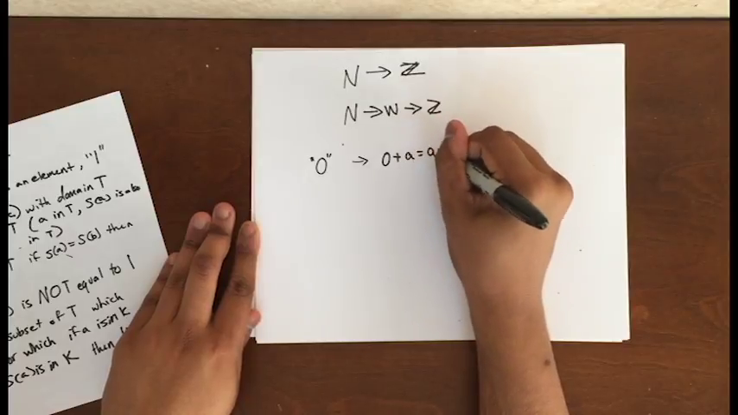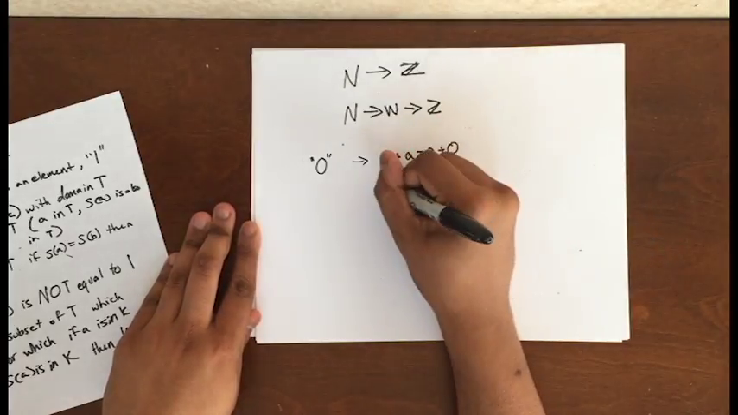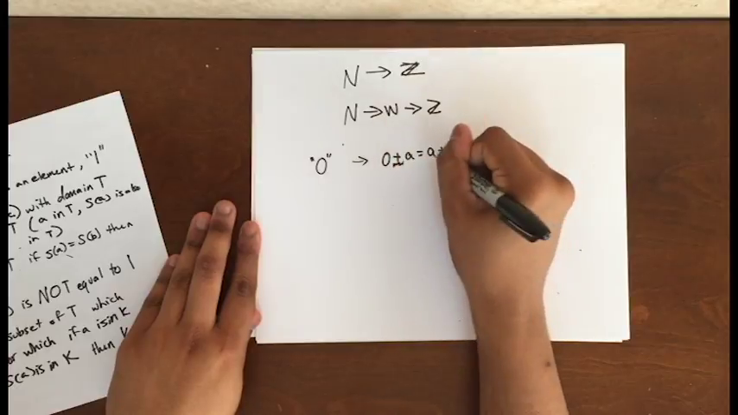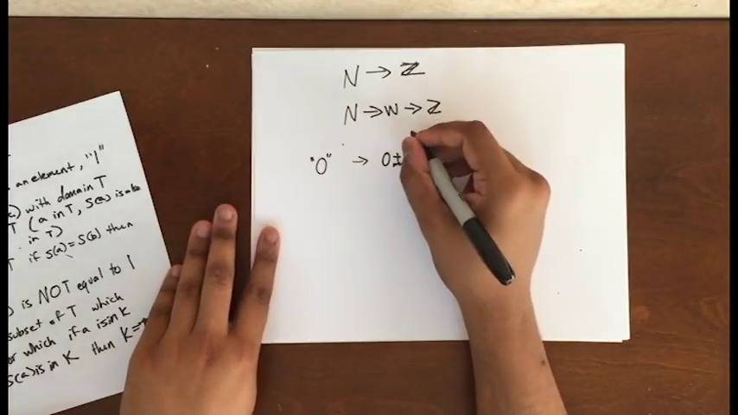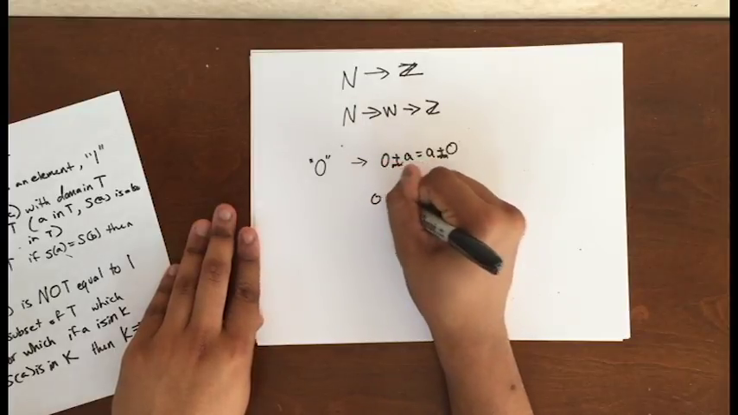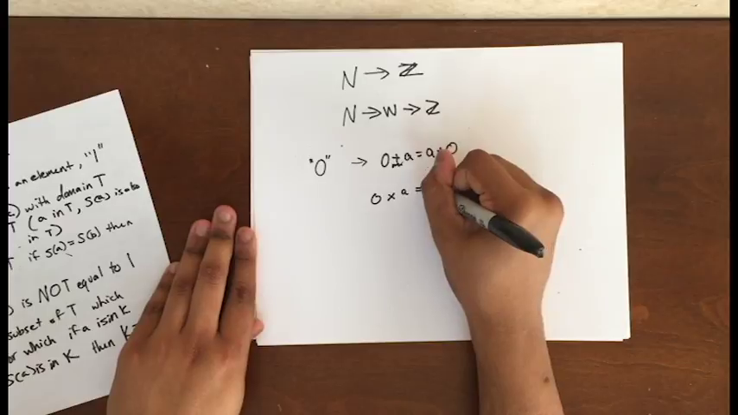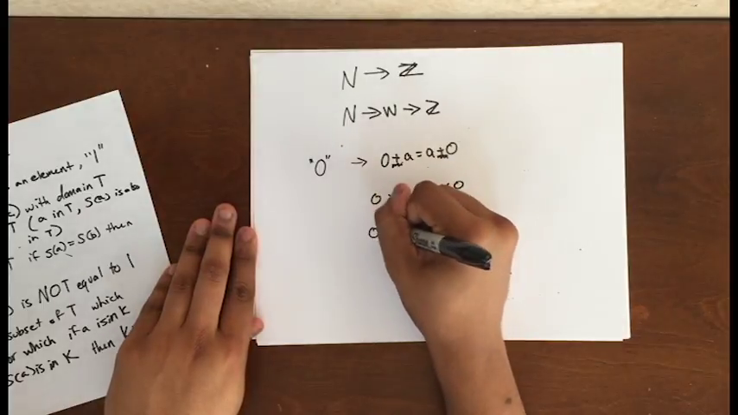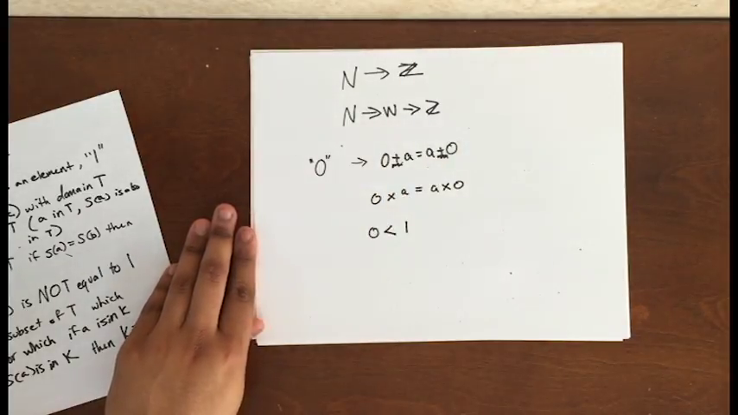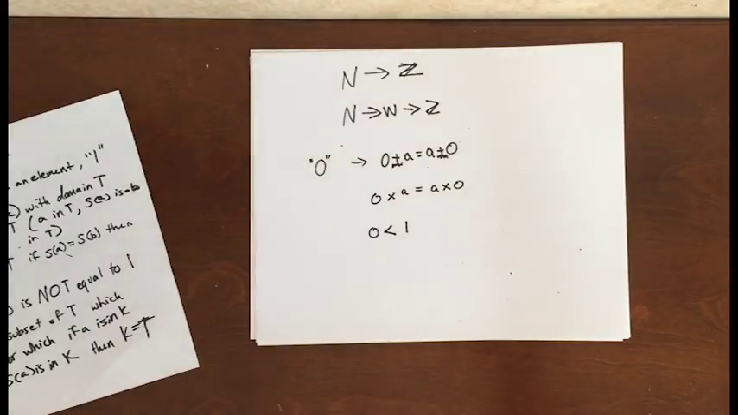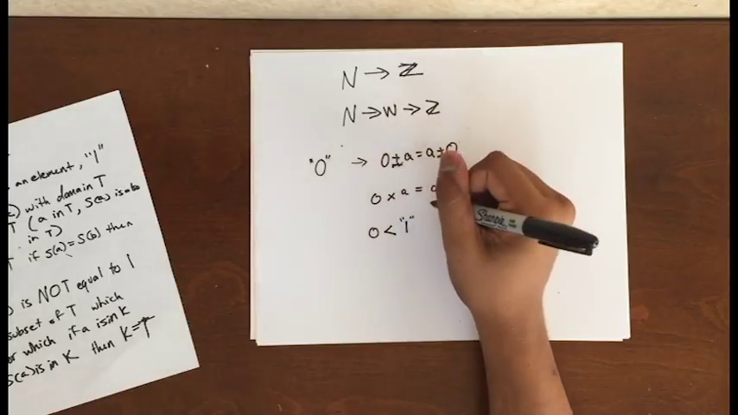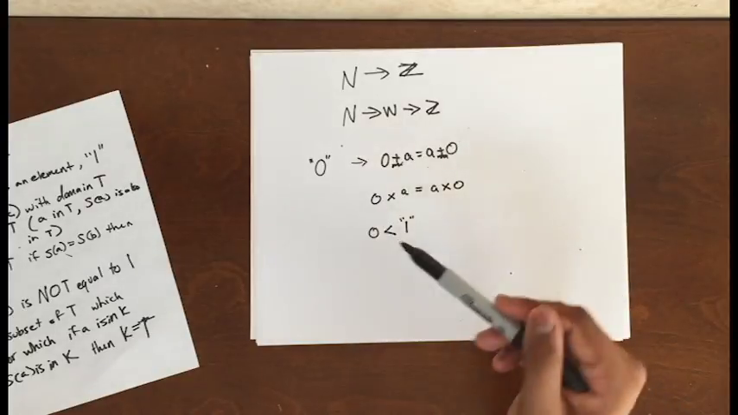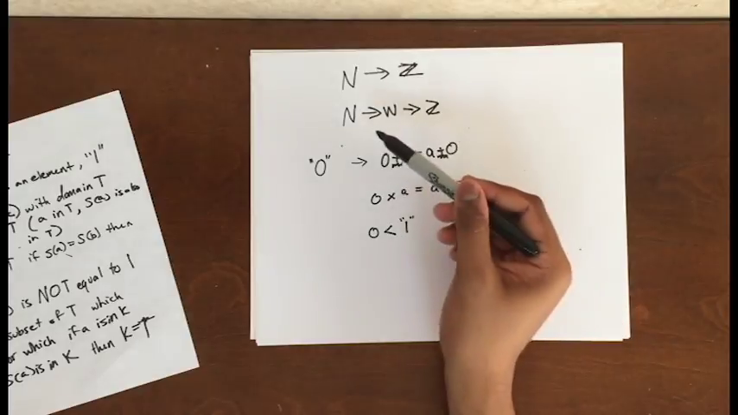0 plus a is equal to a plus 0, which is the operation that we talked about before. Then we say 0 cross a is also equal to a cross 0. And then we set 0 to be less than our original first element in the natural numbers, 1, which we gave the symbol of a downward line. So again, addition and multiplication are defined on W, the whole numbers.